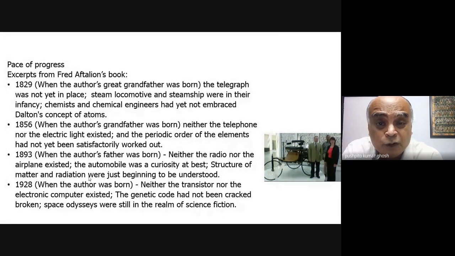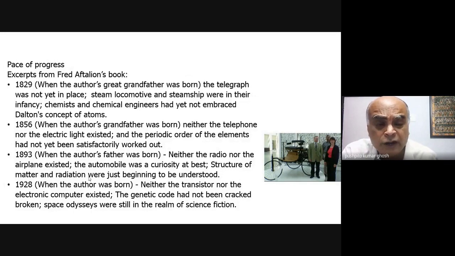The steam locomotive and steamship, again, were not there. These were the things which were considered to be great. They've all disappeared. I mean, except for a museum, you don't see a steam locomotive anywhere now. They were barely in their infancy. It's surprising, but the chemical engineering branch actually came a lot later. And chemists and chemical engineers had not even embraced Dalton's concept of atoms at that time. We know that even Dalton's concept of atoms was not the perfect description of the atom. So many things have happened since then.